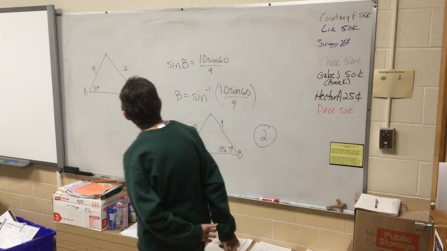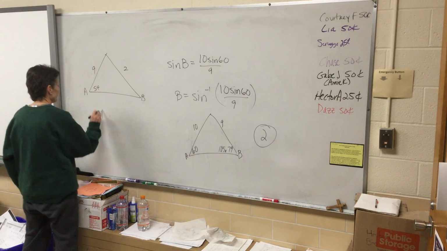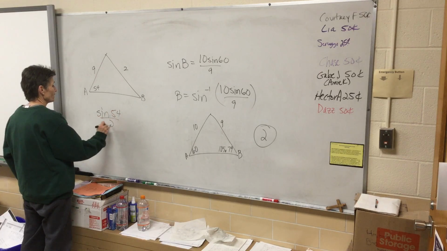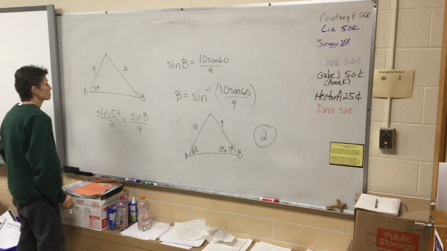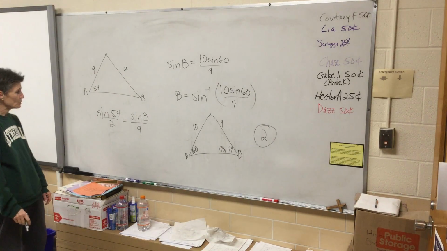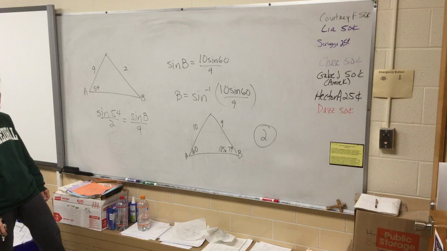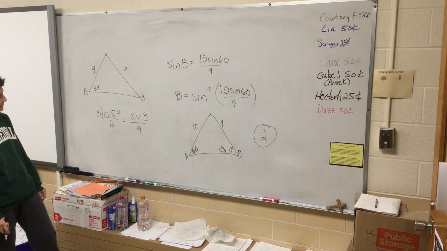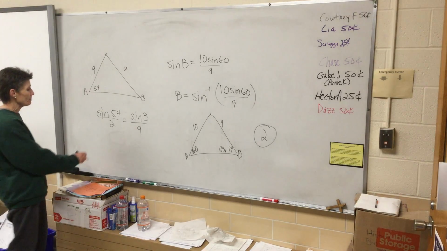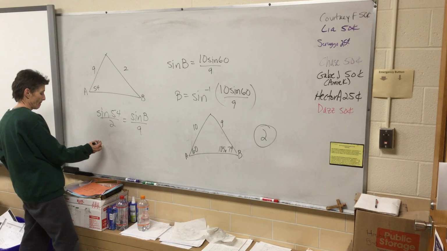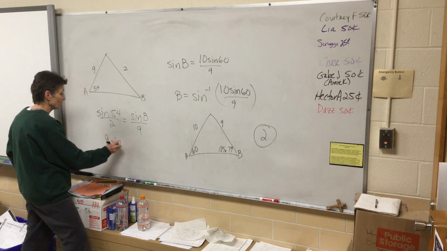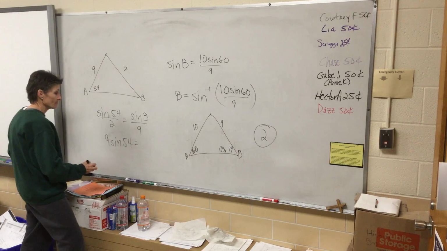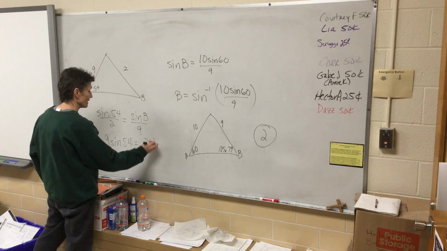Sine 54 over 2 equals sine b over 9. Okay. William, would you agree with that? Yep. All right, would you do the next step for us, William? Cross multiply. So that would be what? Tell me what to write. Would it be 9 sine 54? Sine 54, yep. Equals 2 sine b? It would be, perfect.